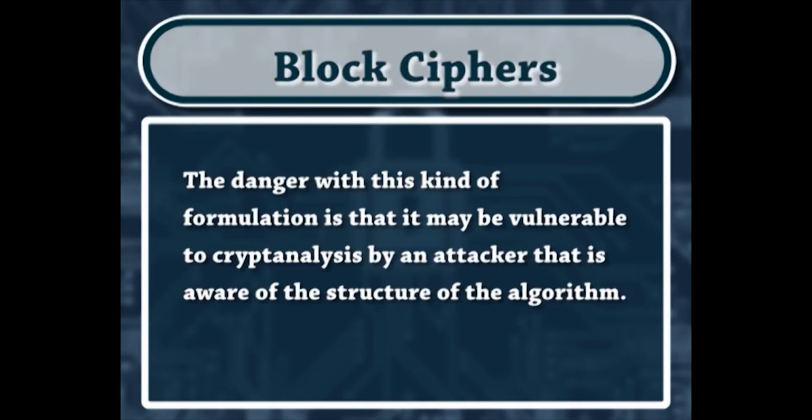The danger with this kind of formulation is that it may be vulnerable to cryptanalysis by an attacker that is aware of the structure of the algorithm. In this example, what we have is essentially the Hill cipher applied to binary data rather than characters. A simple linear system such as this is quite vulnerable.